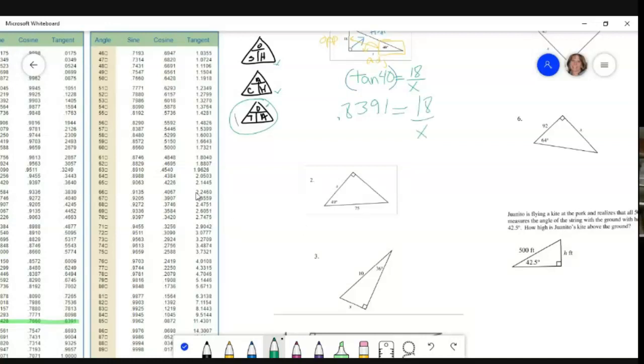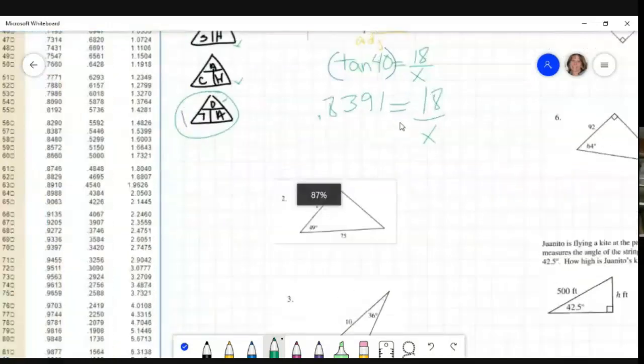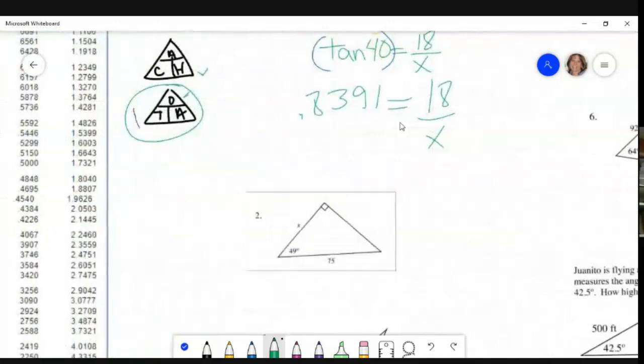Okay. So now to solve, we would put this over 1, because any number is over 1, and then we would cross multiply. All right, so we end up with x times that whole decimal value equal to 1 times 18, which is 18. And then divide.